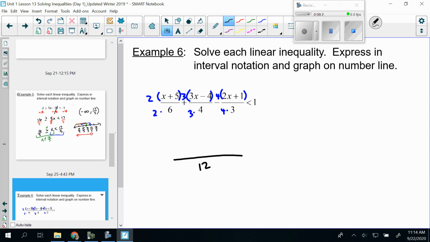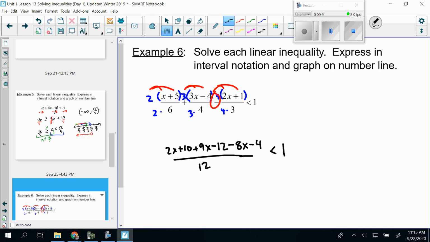But we got to do our distributing now. So if we distribute a 2 there, we're going to have 2x plus 10. Plus, now we're distributing a 3 to both of these, so plus 9x minus 12. And then finally distribute on the last one. Now the last one is a minus, so we got to distribute a negative 4 to both of those. So negative 4 times 2, that's negative 8x. Negative 4 times positive 1 is a negative 4. And this is all still less than 1.